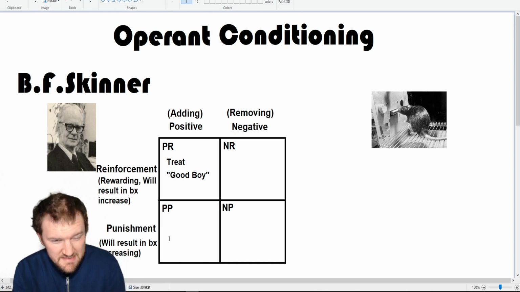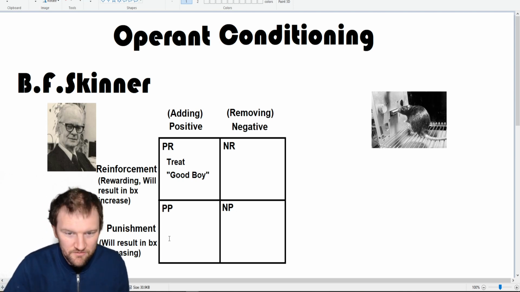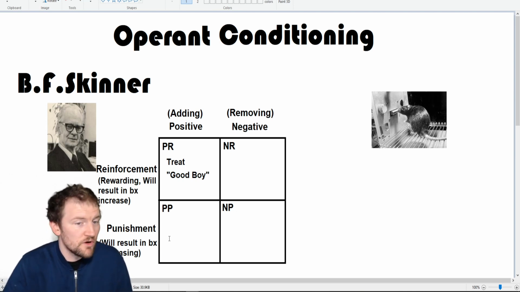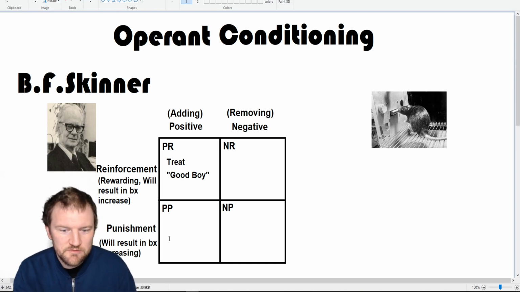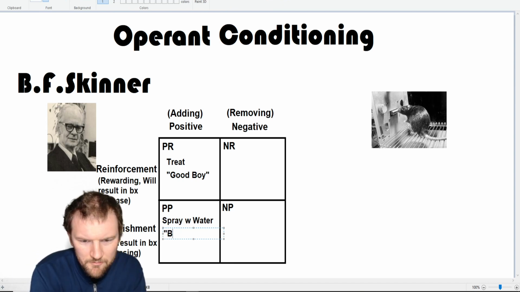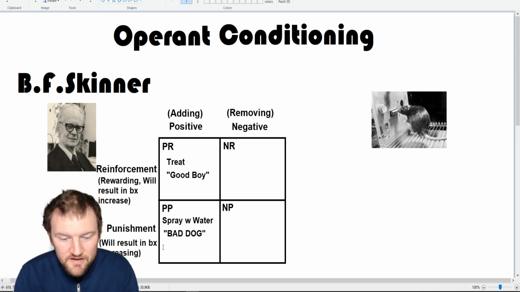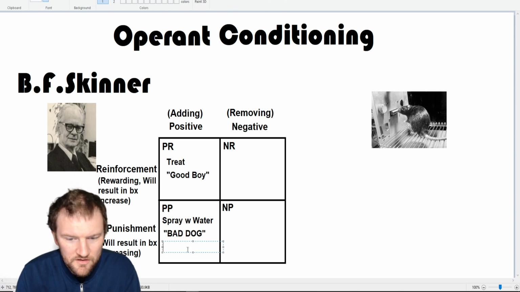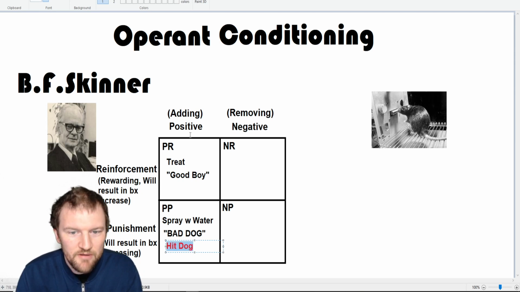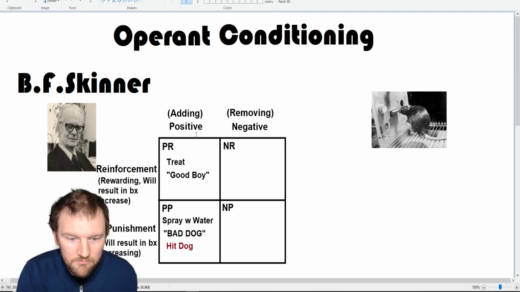Positive punishment is the other easy one to understand. So positive punishment would be adding something to punish behavior. So adding something that the dog doesn't want to decrease the frequency of the behavior. So the dog jumps on the counter, and what can you do to your dog? You could spray your dog with water. You could say, bad dog. That would work as positive punishment because it's adding. You could, I'm going to put this in red because you shouldn't do it, but you could hit your dog. Don't do that. But it would be a correct application of positive punishment. And a very good application of that. Positive does not mean good. It just means adding something. So hitting your dog would be positive punishment.